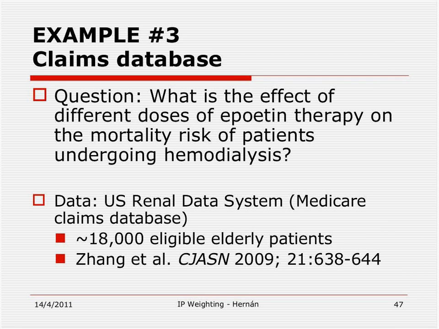The third example is based on a claims database. Here we wanted to compare the effect of different doses of chemotherapy on the mortality of patients undergoing hemodialysis. We had about 80,000 patients here, and we are using, as I said, the USRDS, which is part of the Medicare database too.